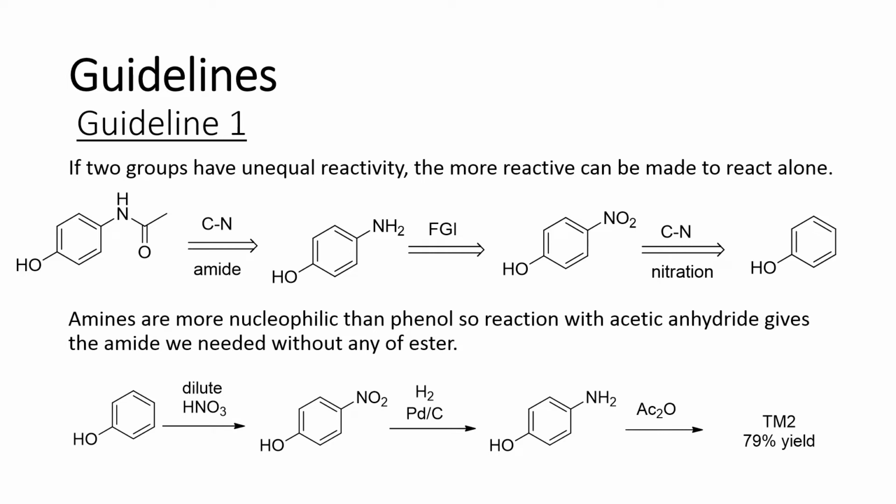Now amines are more nucleophilic than phenols, so reaction with acetic anhydride gives the amide we need, without any of the ester. Now, if we want to synthesize this paracetamol, the pathway of the reaction will be like this.